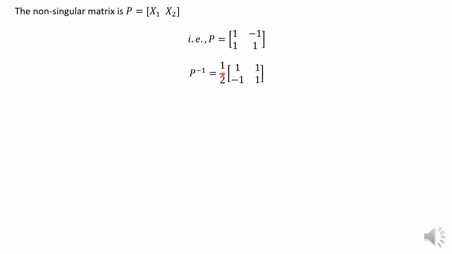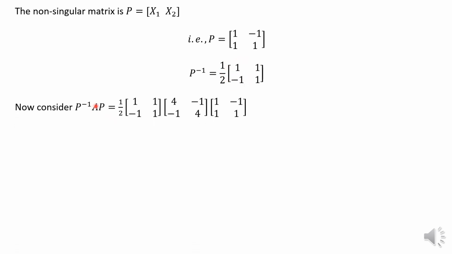So we get this: 1/2 times this matrix. This is the inverse of that one. Next consider P inverse AP.